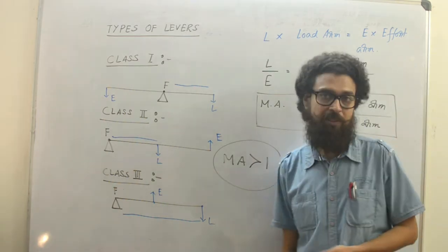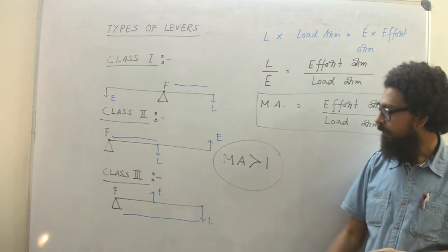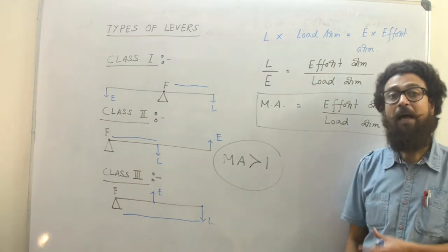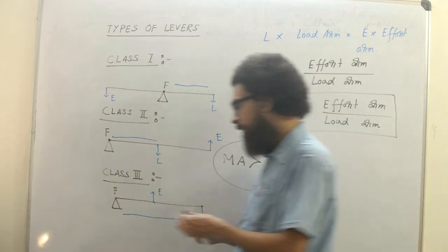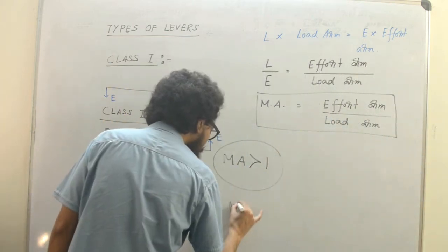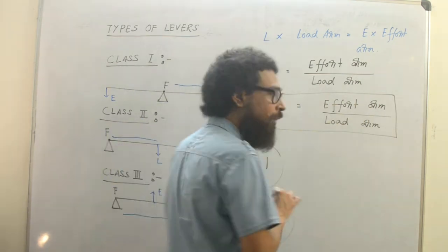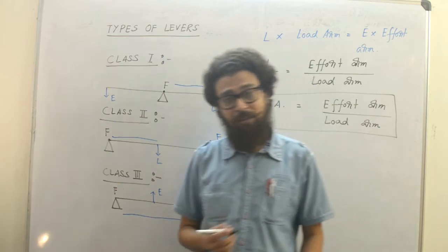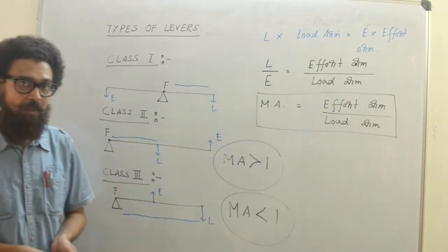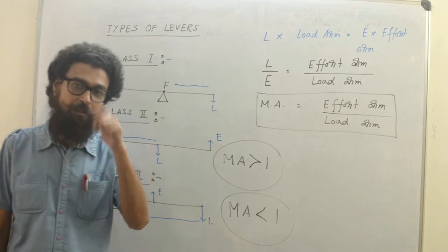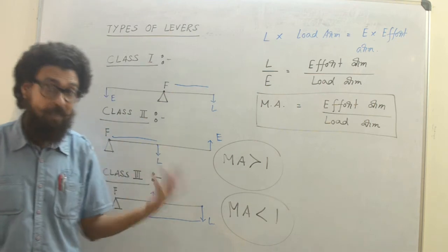And for the class 3, you can see the load arm is greater than effort arm, and it is always. So it is having a mechanical advantage which is always less than 1. Okay, so why are we using a lever or a machine which is having a mechanical advantage less than 1? Because of one thing, in the beginning I told you, the function of a machine is not only to have a mechanical advantage greater than 1.